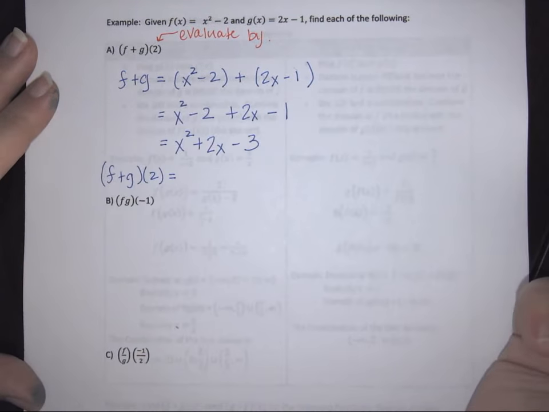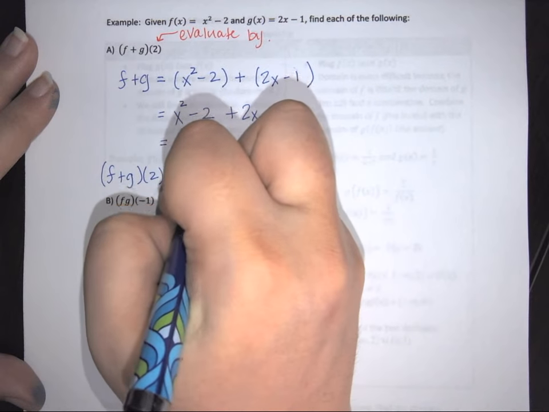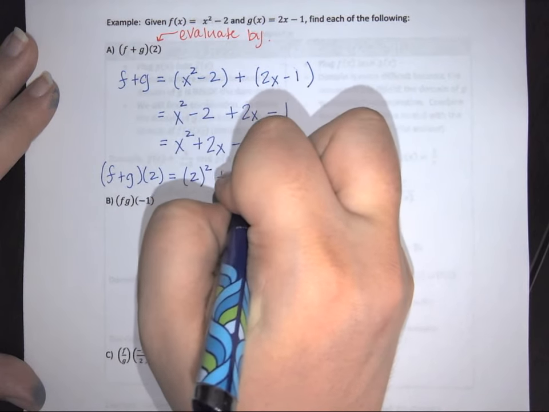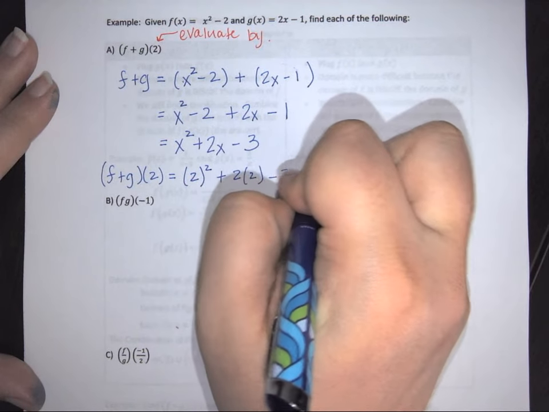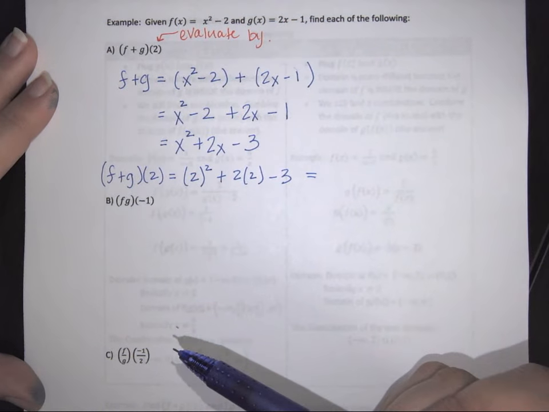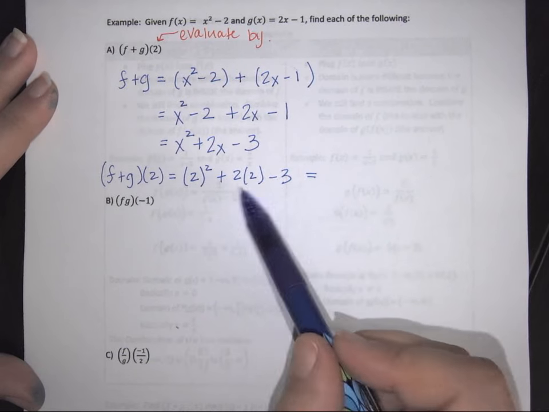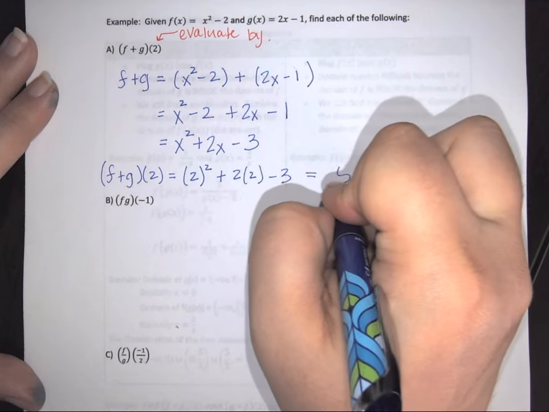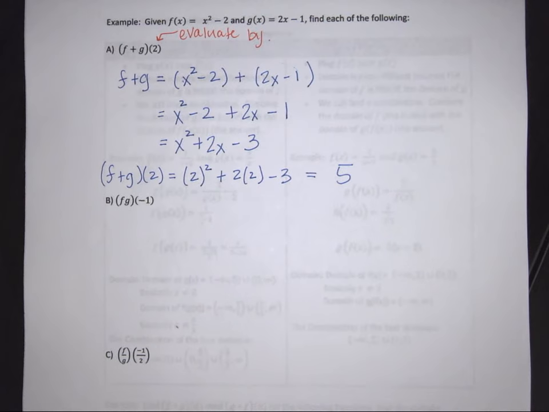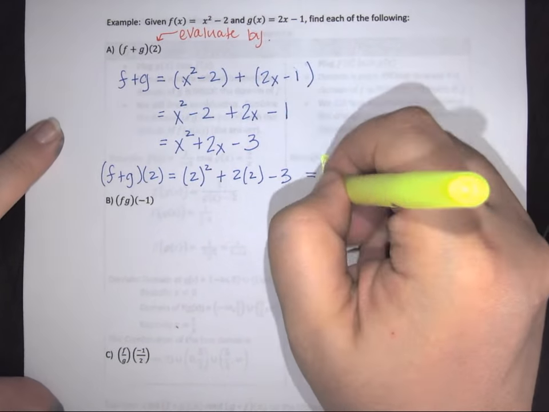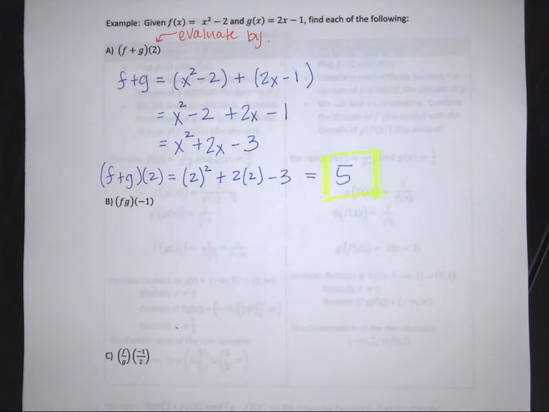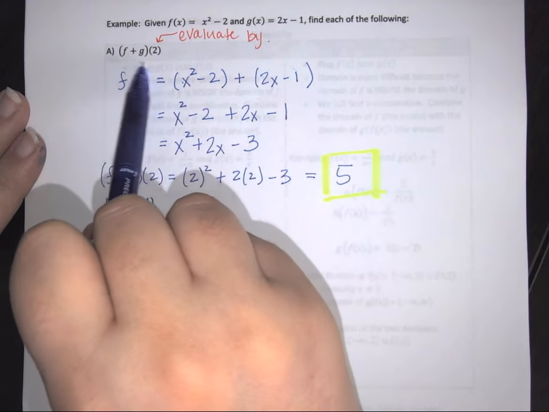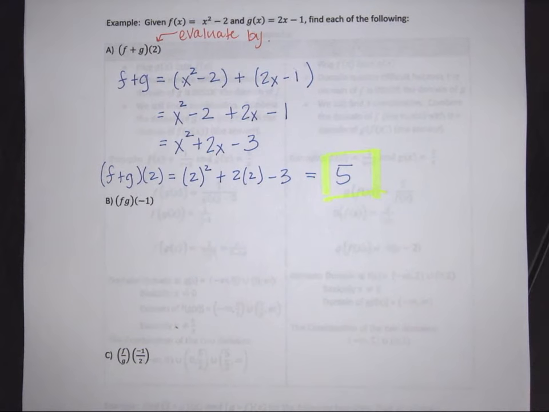So I now have to do f plus g, and I'm evaluating at 2. That says anywhere you have an x becomes a 2. So this is 2 squared plus 2 times 2 minus 3. Well, 2 squared is 4. 2 times 2 is 4. So 4 plus 4 is 8. Minus 3 gives you 5. And 5 is the answer we were looking for. Okay? So that is evaluating. Now, notice there's no point in f plus g where I'm going to have an issue, which is why I did not have to look at my domains.